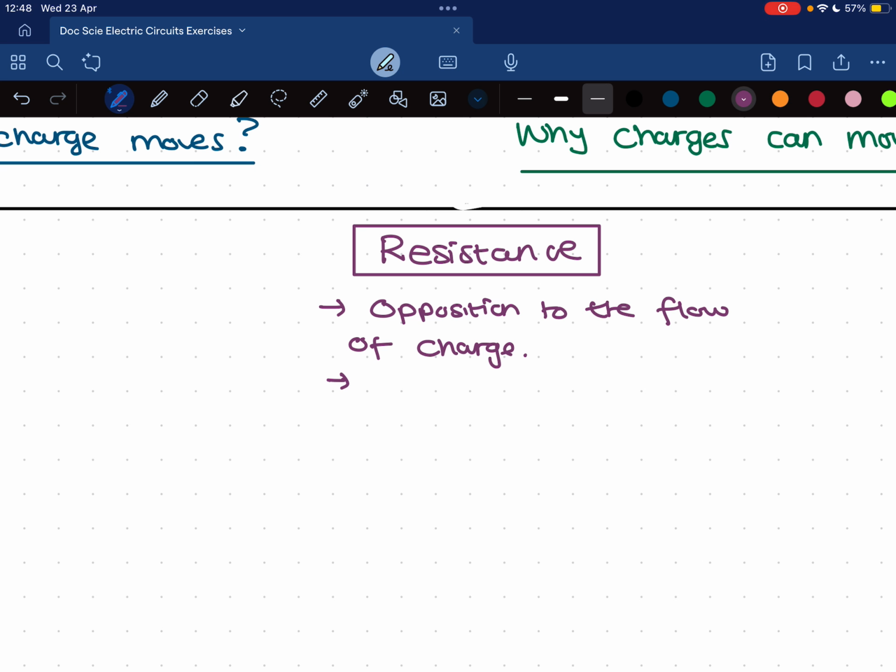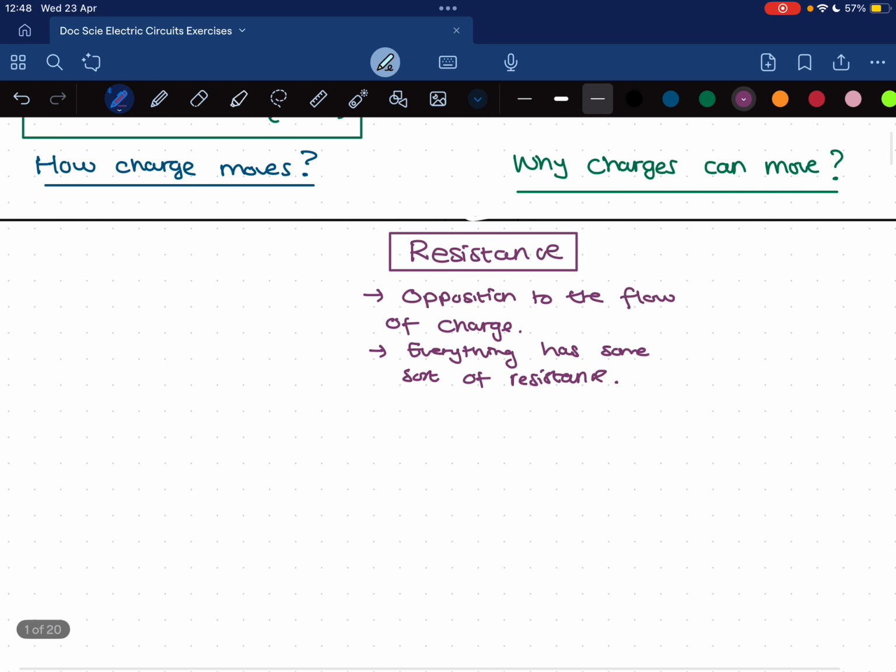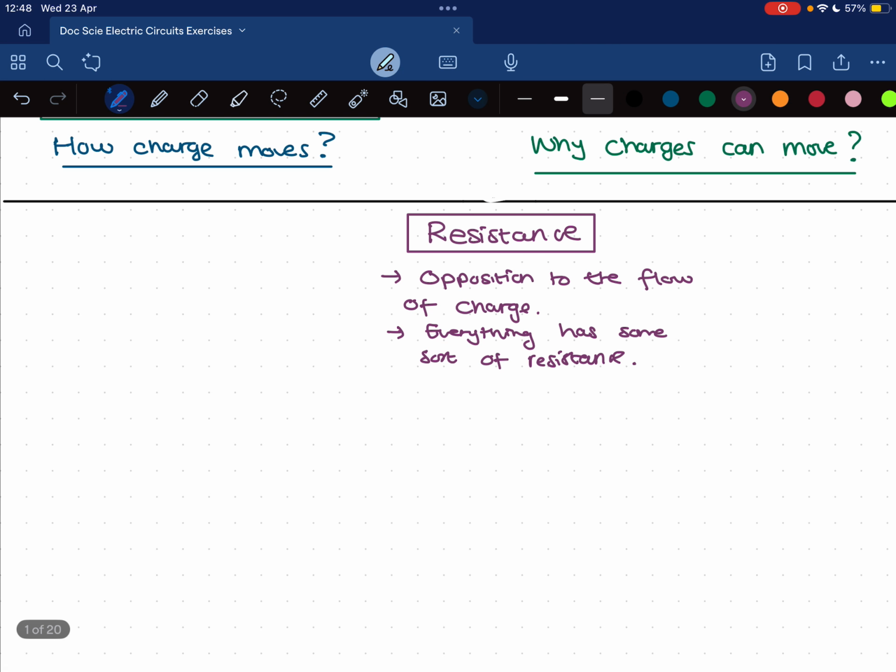And it's important to remember that everything has some sort of resistance to charge. Okay, even conductors. So nothing is going to possess zero resistance. Okay, there is always going to be resistance inside of a conductor. So the relationship between current and potential difference is what is found in resistance.